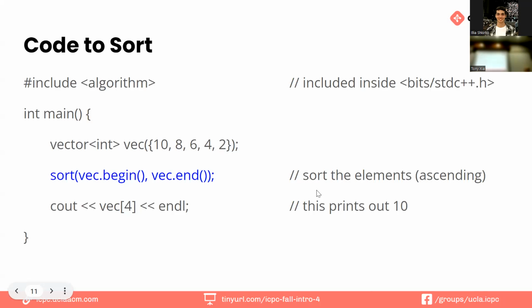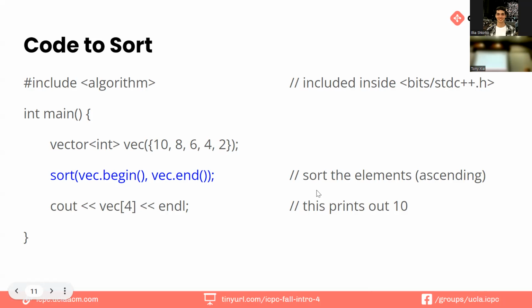Okay, so now we're going to talk about how to actually sort it in your program. So to sort, all you have to do is include the header algorithm. And then inside of your program, if you have a vector, the way to sort it is just to sort the vector.begin and then vector.end. And so if you haven't seen .begin and .end before, basically what it does is it returns an iterator to the beginning of the vector and to the end of the vector respectively.